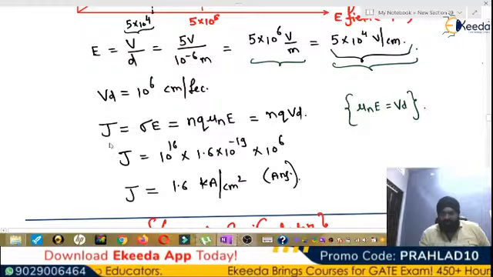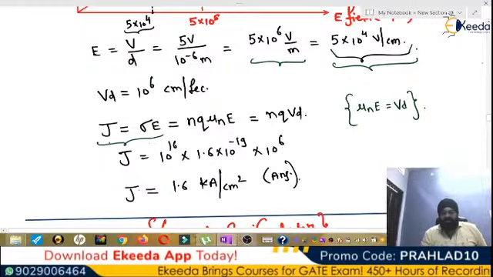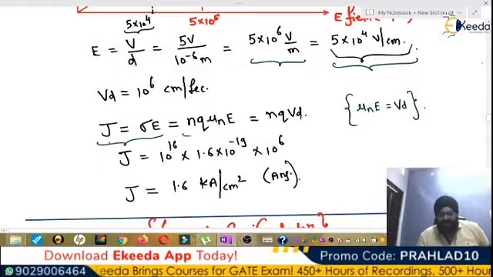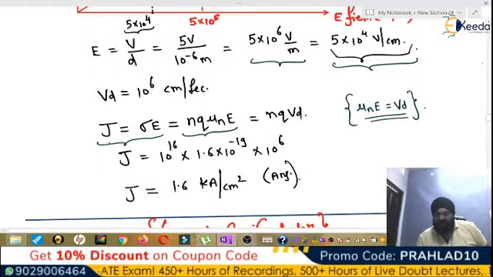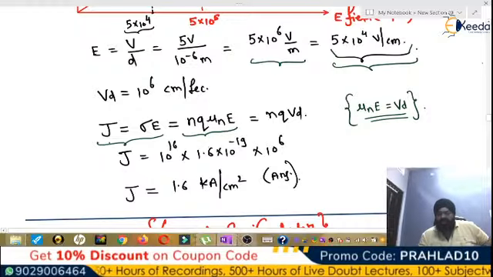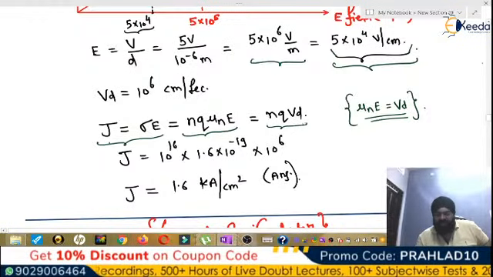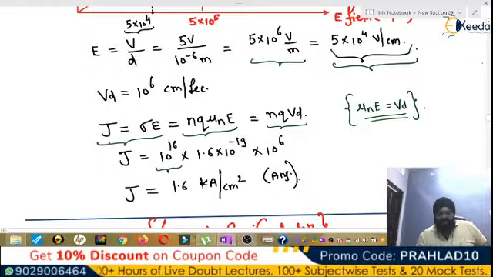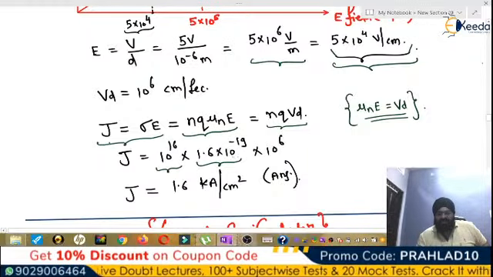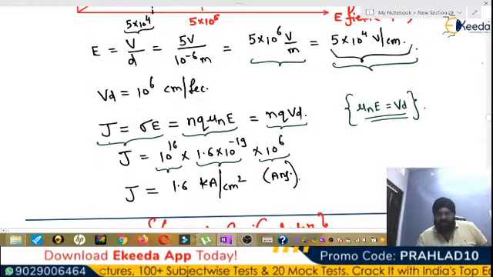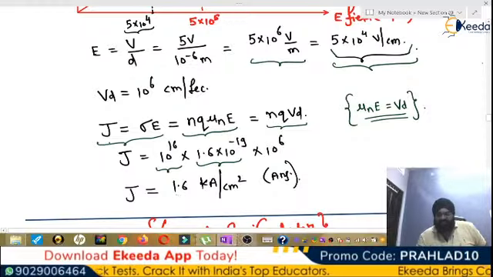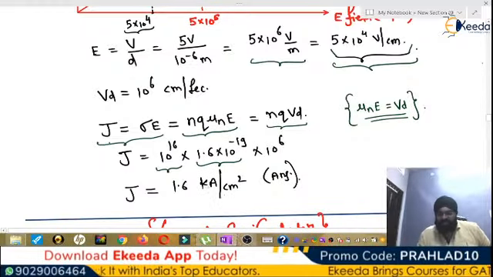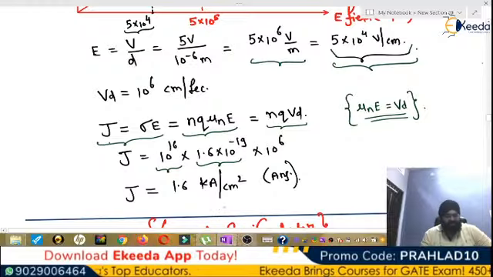So the value of current density, it is J, it is σ into E, and it is n q μn into E, and μn into E is the drift velocity Vd. So we can put here n q Vd. So it is 10^16 into q, which is 1.6 × 10^-19, into Vd, which is 10^6, right? So the value of current density is 1.6 kilo ampere per centimeter square. This is our answer.